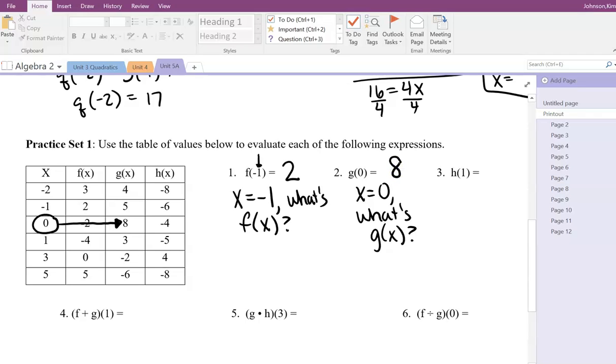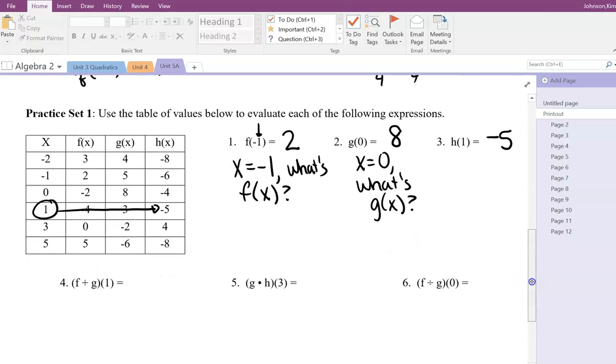I'm going to go ahead and pause the video, give yourself a minute to try h of 1, see if you're getting the hang of this. Okay, h of 1, we're going to where x is 1, and all the way to the output for h. You should have gotten negative 5.